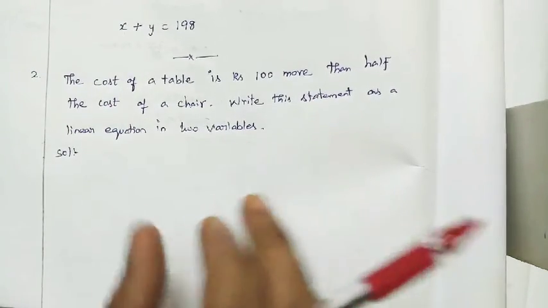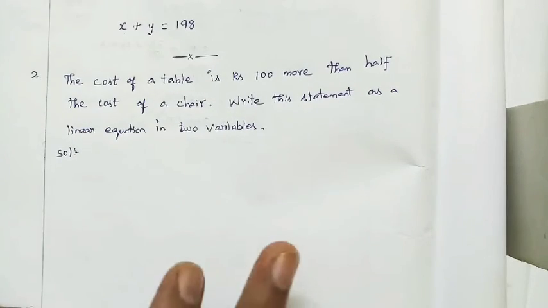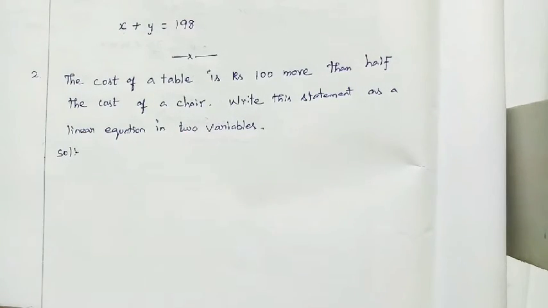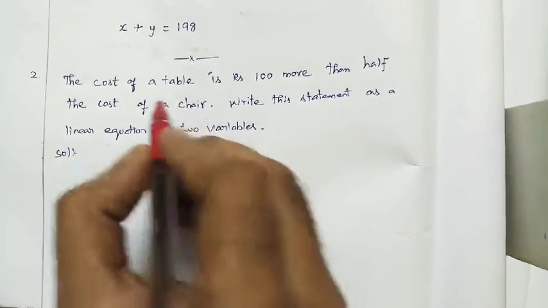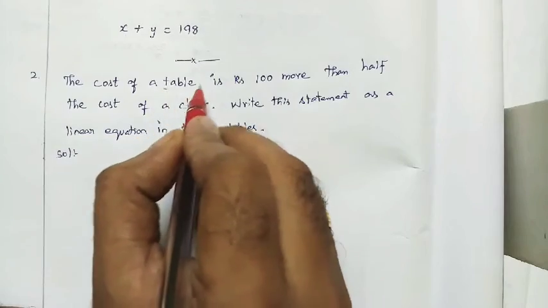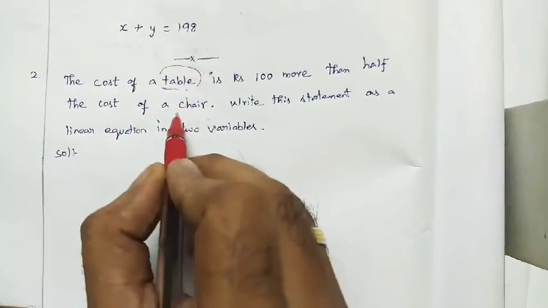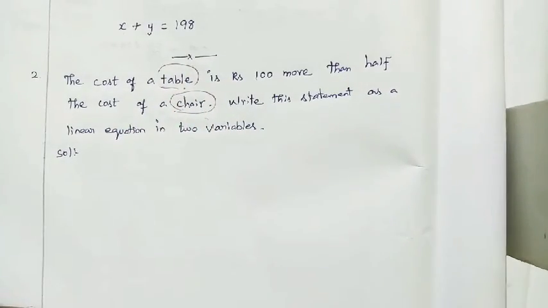Before forming the equation, I told you that in this question they will talk about two objects or two people. One we have considered as x and another one we have considered as y. Here they are talking about the cost of a table and the cost of a chair.